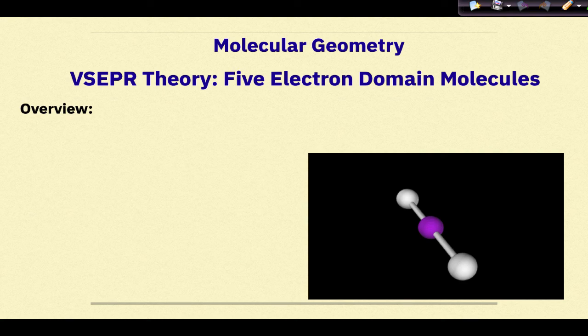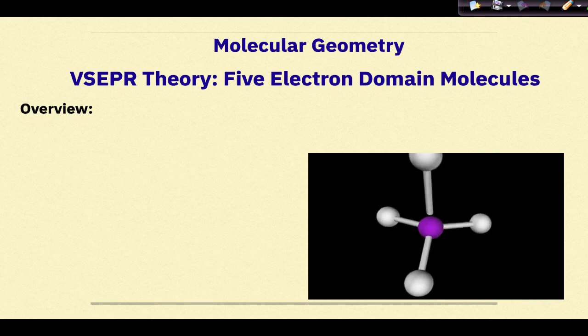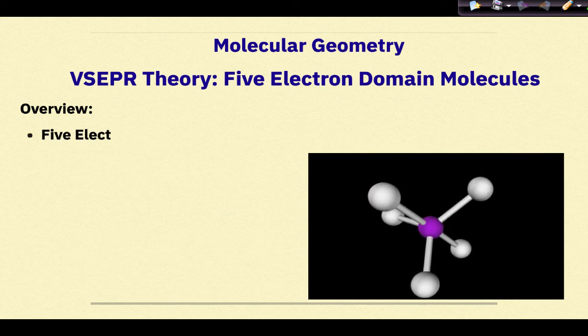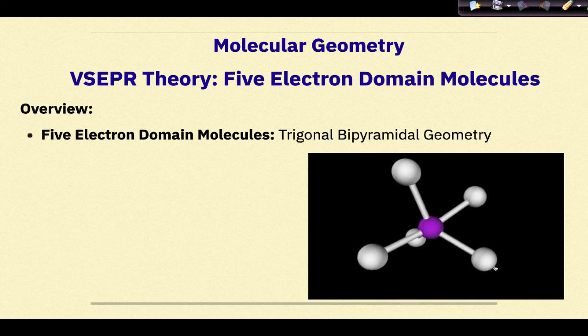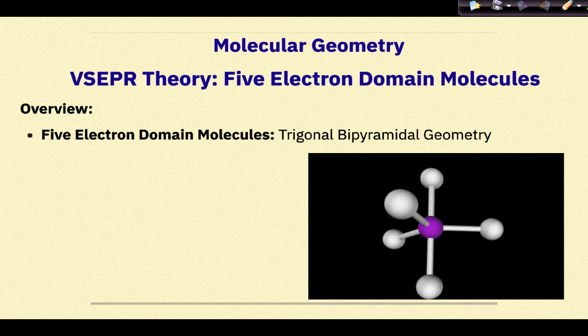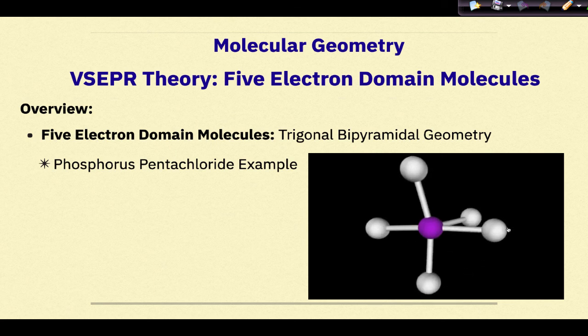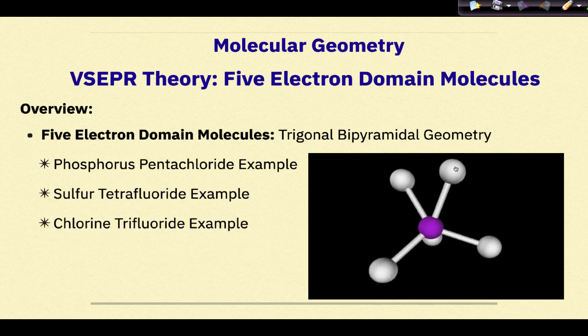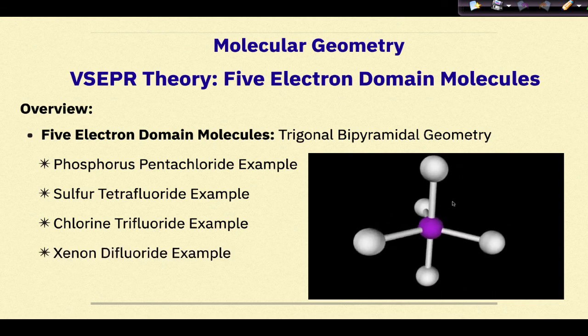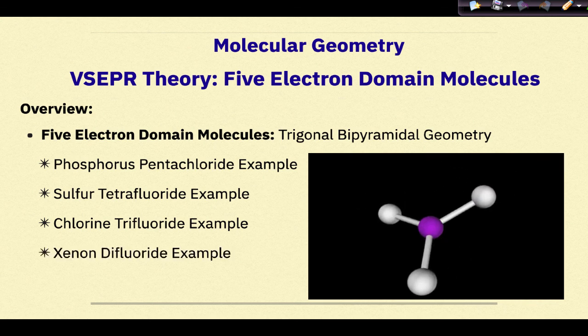Molecular geometry, VSEPR theory, 5 electron domain molecules. In this tutorial, we will be looking at 5 electron domain molecules, trigonal bipyramidal geometry, specifically examples of phosphorus pentachloride, sulfur tetrafluoride, chlorine trifluoride, and a xenon difluoride example.